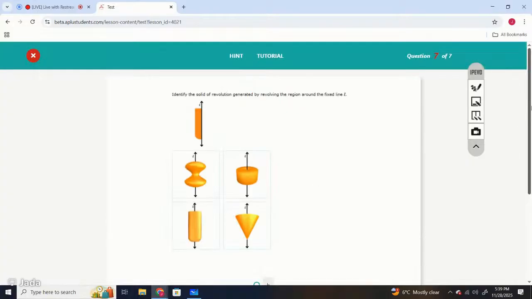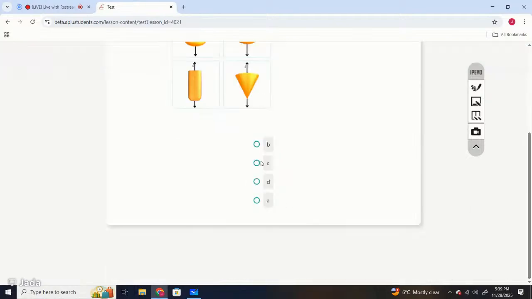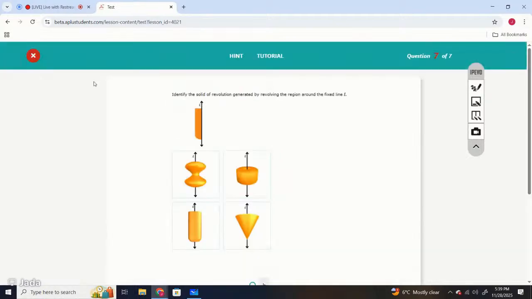Identify the solid of revolution generated by revolving the region around the fixed line L. So that would be option C is the correct option. Okay, you can complete the lesson by yourself later today.